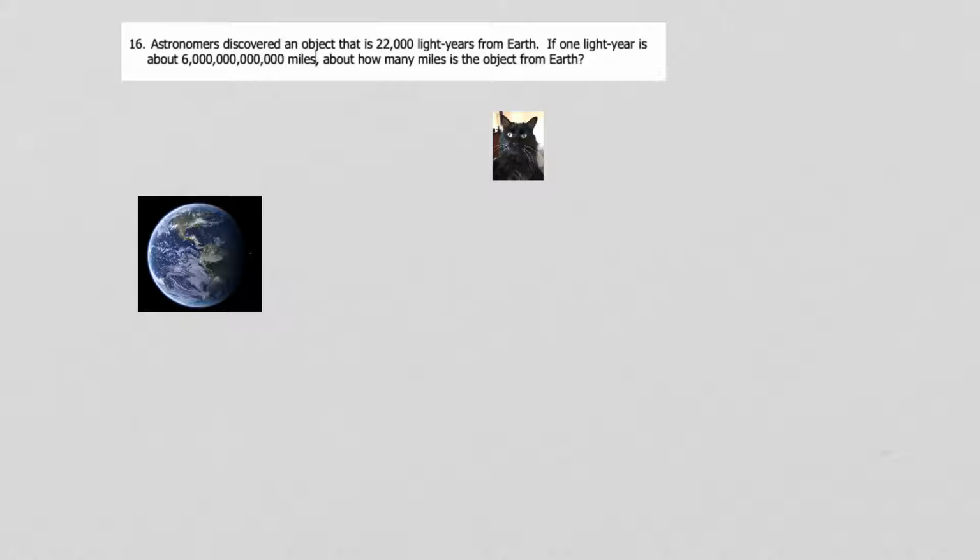Let's read through here. Astronomers discovered an object that's 22,000 light years from the Earth. Now here's the Earth, and here's that object, and I'm telling you, that looks like my cat.